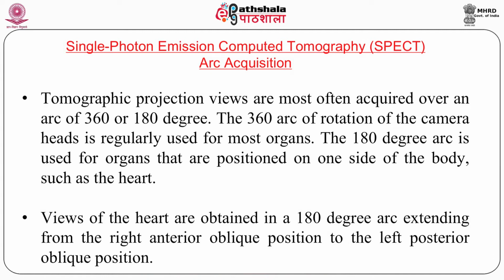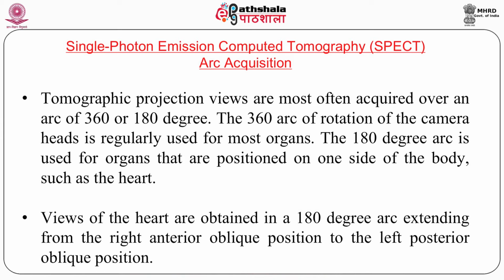Arc acquisition, what does it mean? Basically our objective is to get the images all around. Tomography projection views are most often acquired over an arc of 360 or 180 degrees. When we want the image anterior posterior, it is fine, but if we want to see an organ that is three dimensional, with certain depth, then we have to go for 360 degrees.